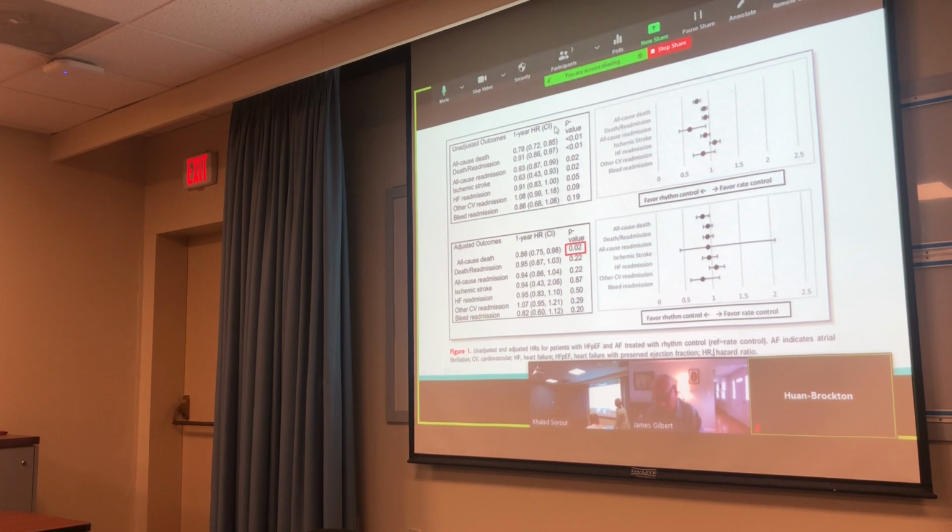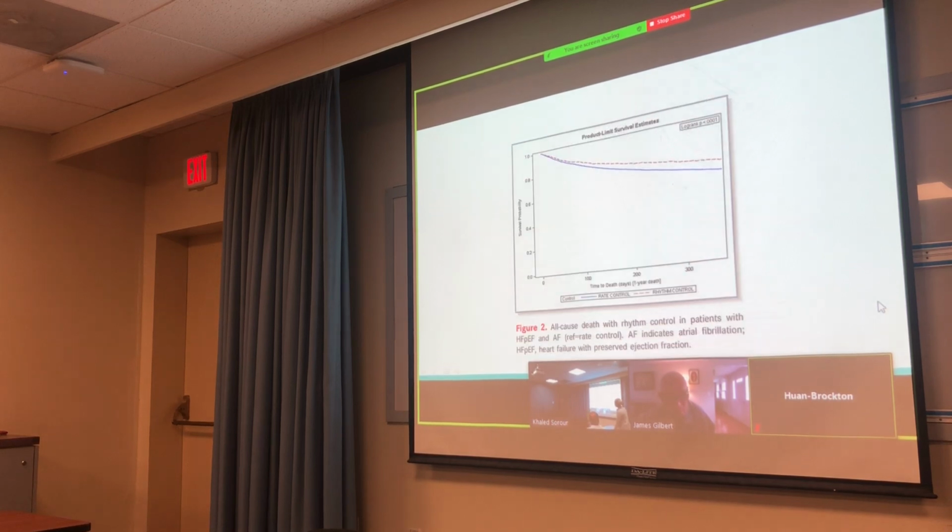They looked at hazard ratios, looking at both the unadjusted and adjusted outcomes. With the adjusted outcomes, they adjusted for patient comorbidities. And there they found that the hazard ratio for all-cause death was significantly lower in patients who were being rhythm controlled. They also really wanted to drill down on this point, so they did a Kaplan-Meier survival curve, and even there you can see throughout this time period, patients who were being rhythm controlled did have a higher survival probability.